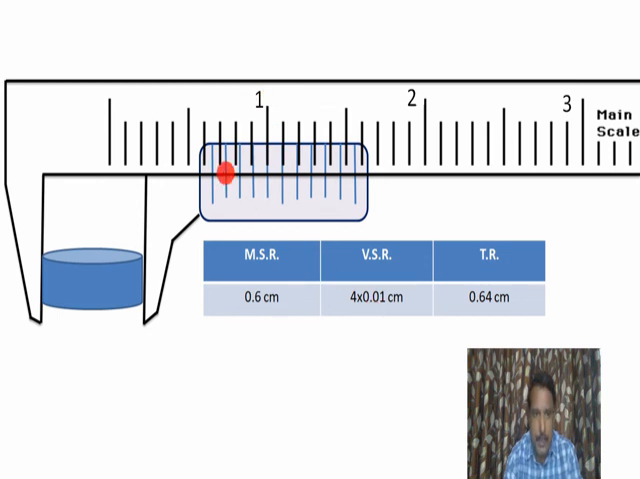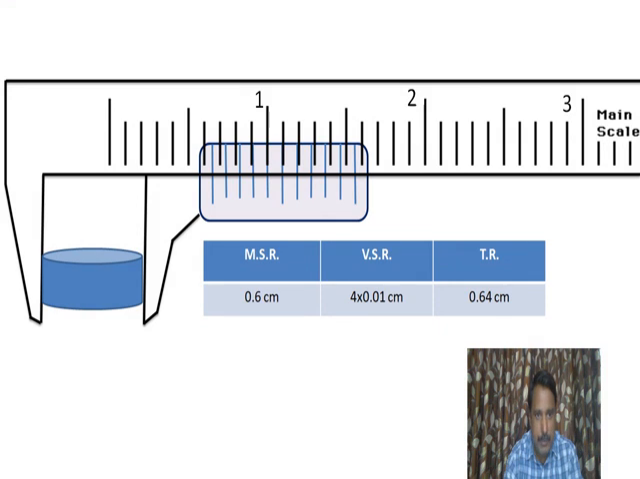So therefore, understand how much must be this gap. Finding it out is also very simple. That is, the fourth division is coinciding, that is also called the Vernier scale division. The number of divisions of the Vernier scale coinciding with your main scale gives you 4 into the least count, that is 0.01 centimeter. So this becomes 4 into 0.01, that is 0.04. So your total reading is MSR plus Vernier scale division into least count, that becomes 0.64.